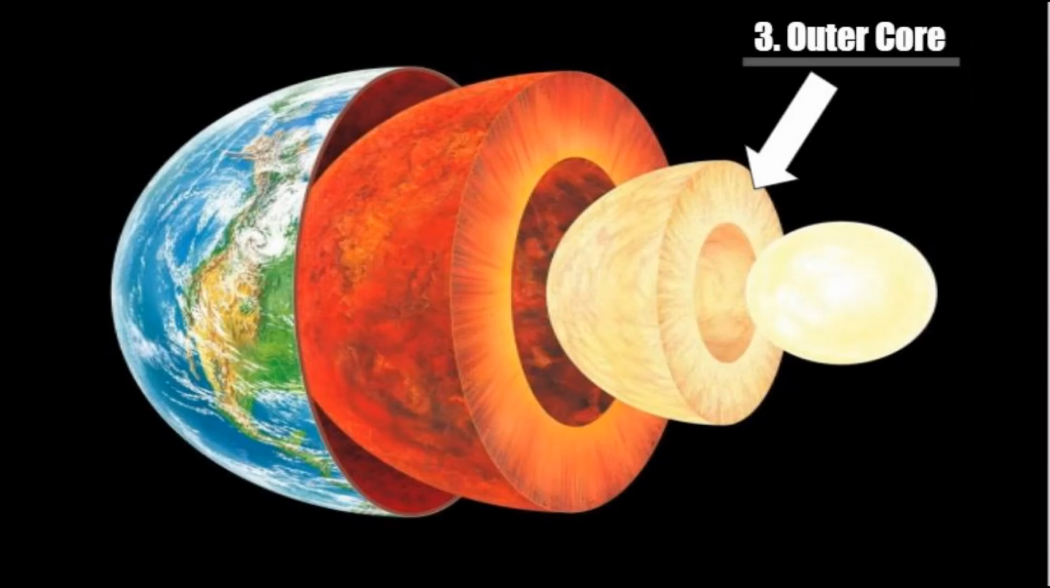Let's go on down to the next layer. Now we're in the outer core. This layer is liquid and made of minerals called iron and nickel. This layer gets very hot, up to 6,100 degrees Celsius.